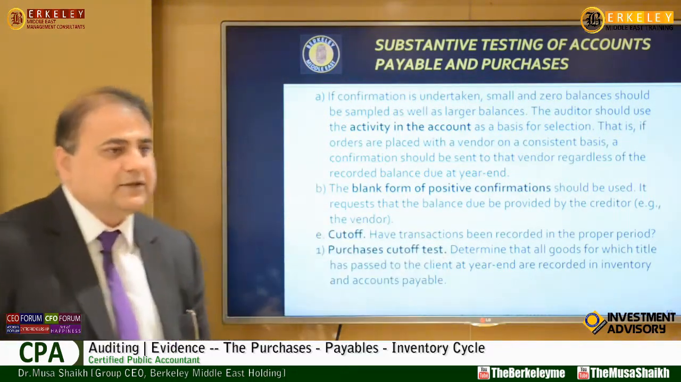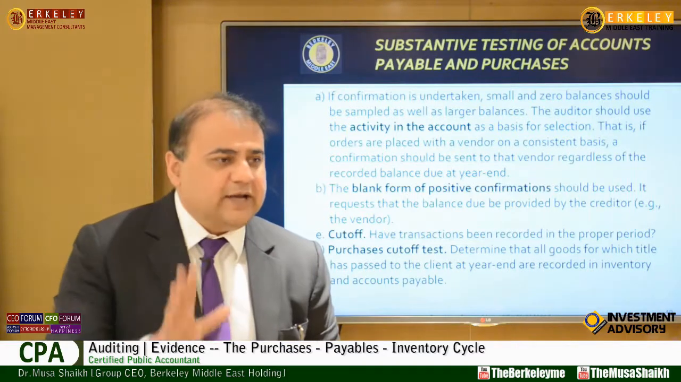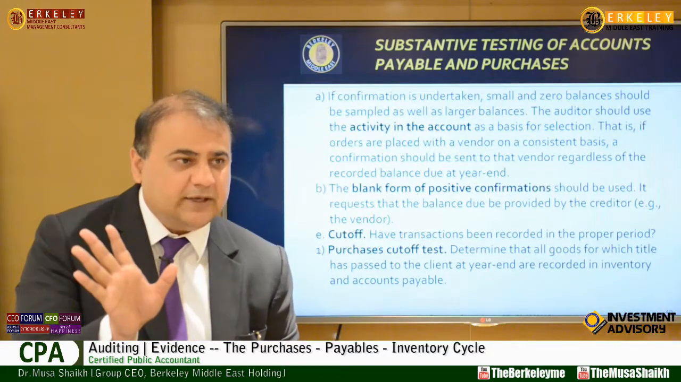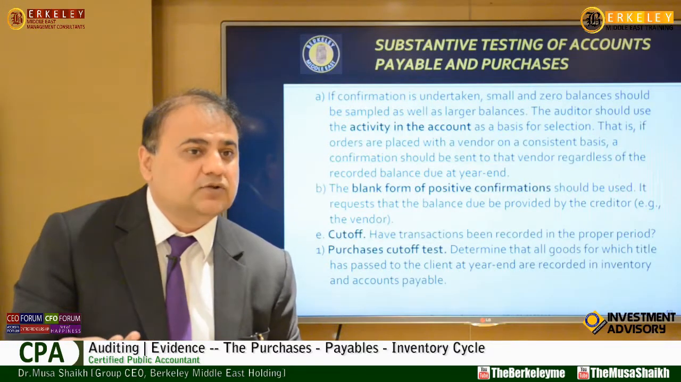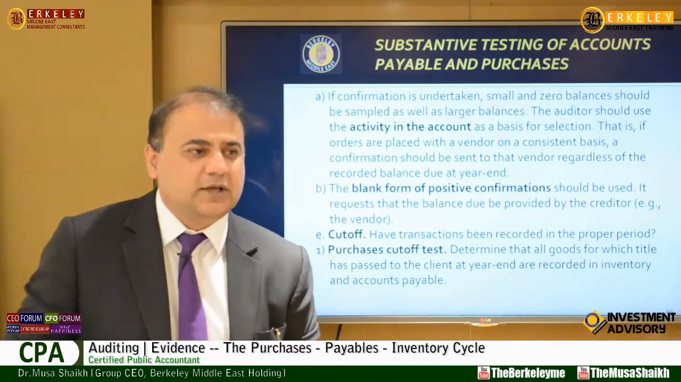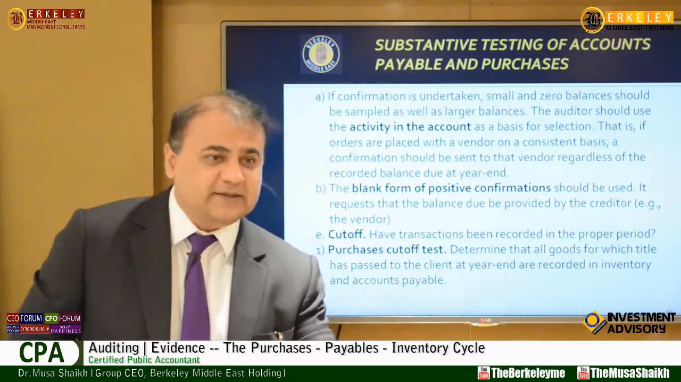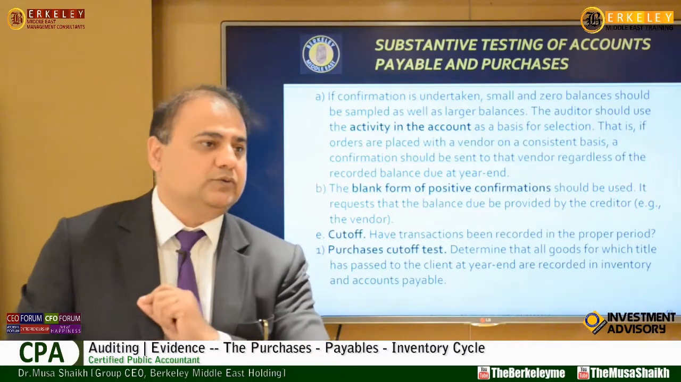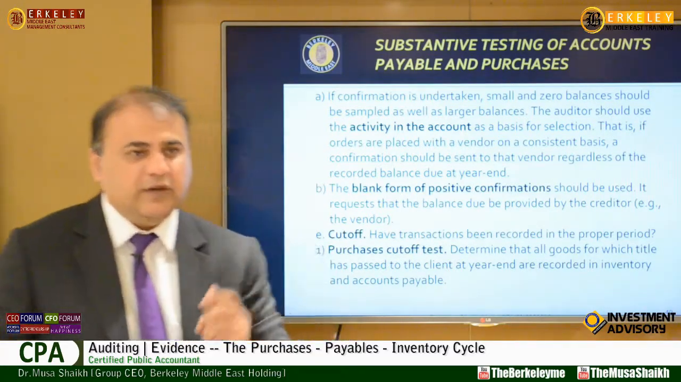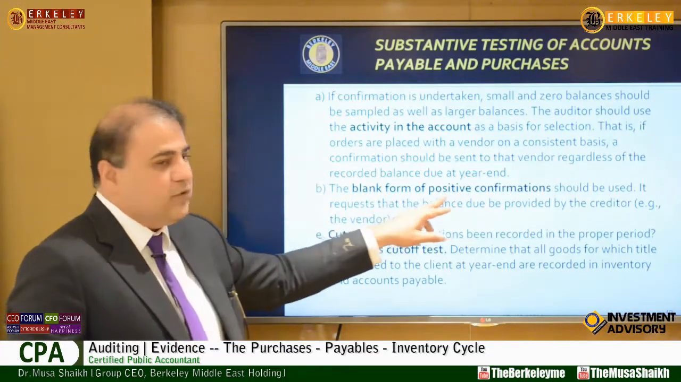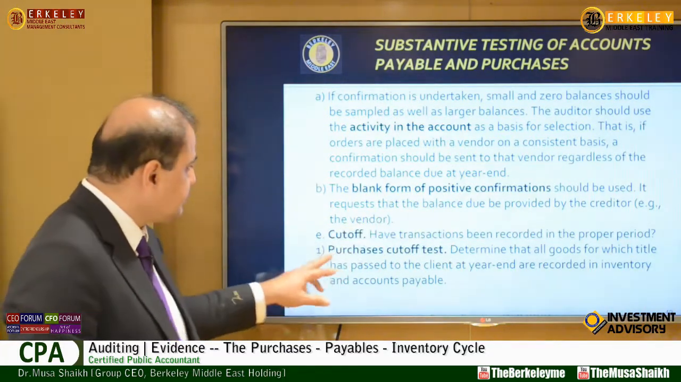So sometimes there are two ways. I will make a confirmation letter and I will mention the amount, right? But this is payable, so it is better that I should not mention any amount. Let the supplier write what the amount due is, right? That will be another smart way to look into it. That's why it says blank form of positive confirmation.